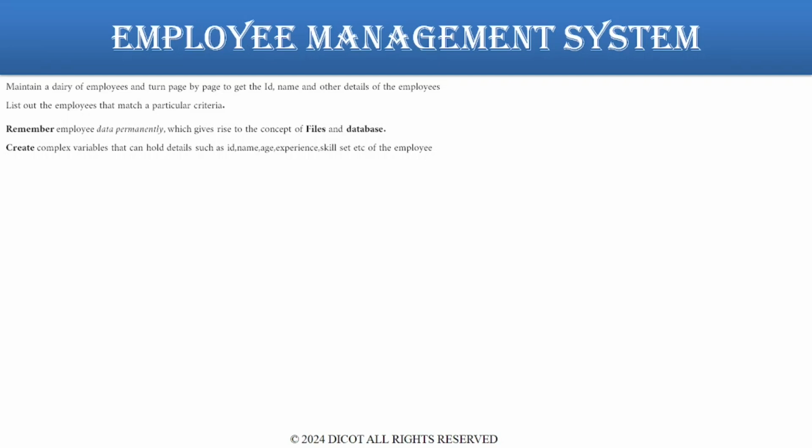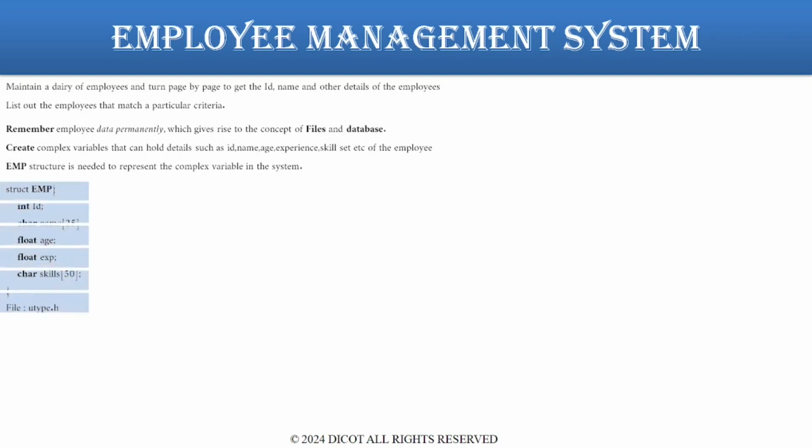Structures can hold the record data, details such as ID, name, age, experience, skill set, etc. of the employees. Here is the EMP structure to represent the complex variable employee record in the system. Struct EMP has the following members: ID, name, age, experience, and skills. Let's define this structure in the file called utype.h and use this file wherever this structure is needed.